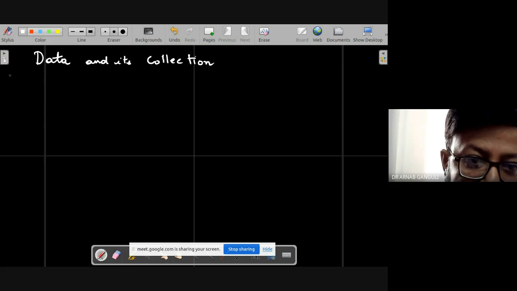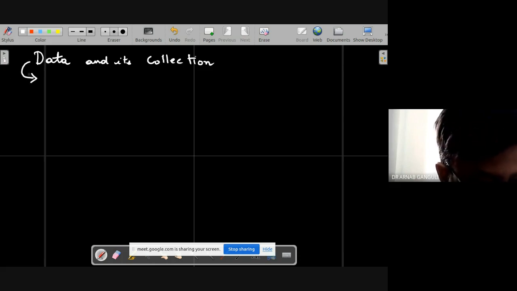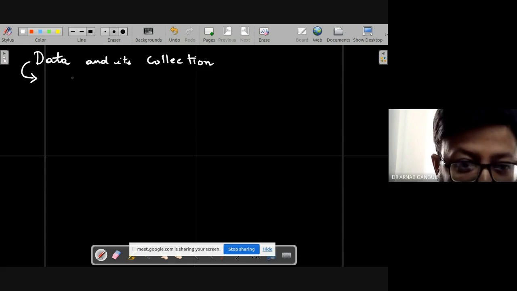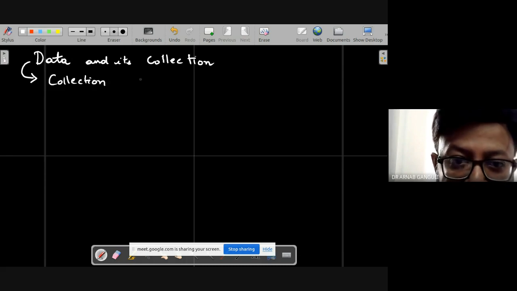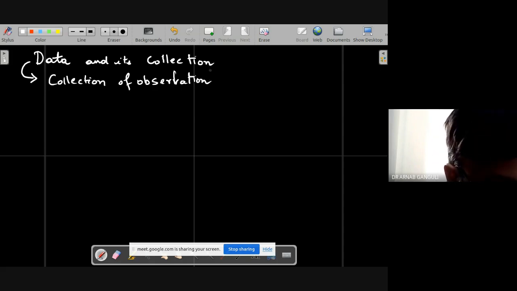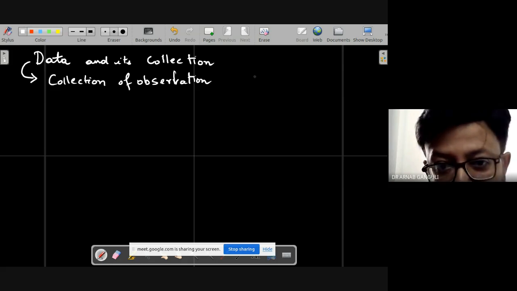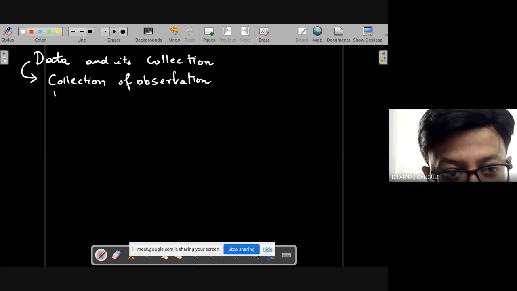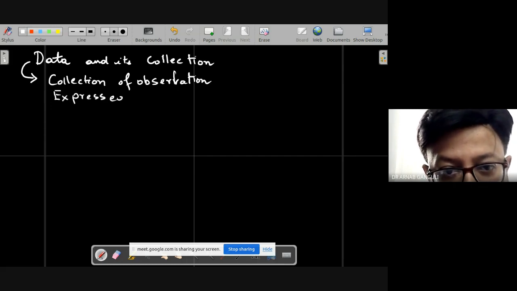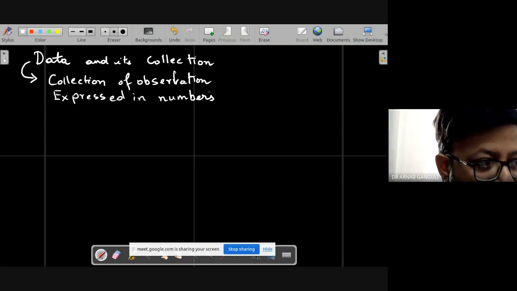So what is data? Data can be said to be a collection. Basically, data is a collection of observation, expressed in numbers, numerical figures.